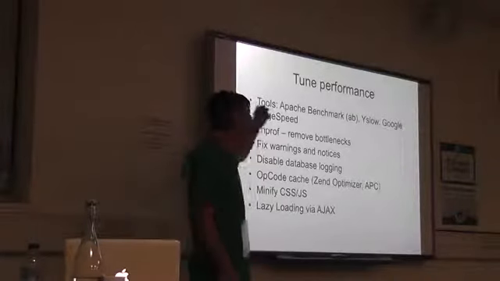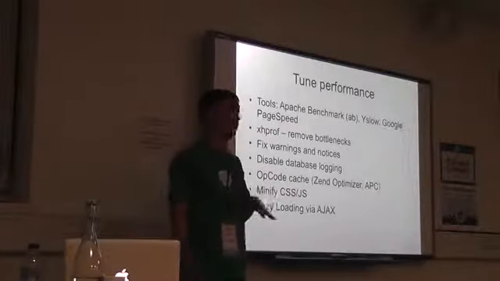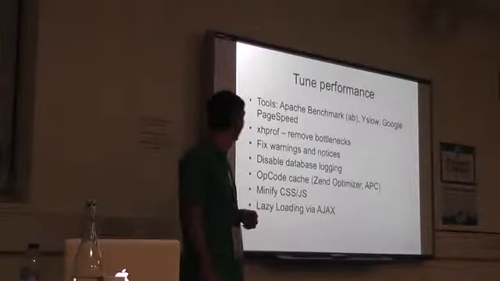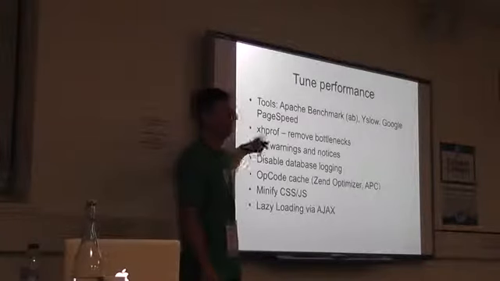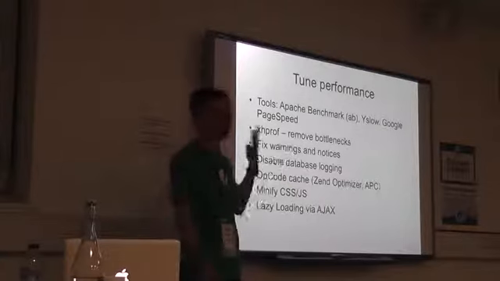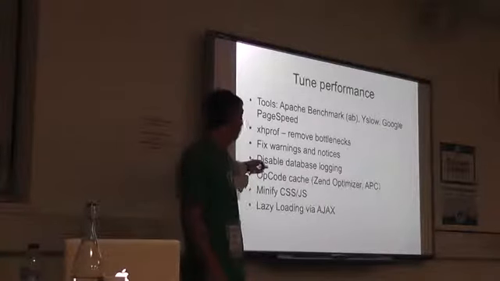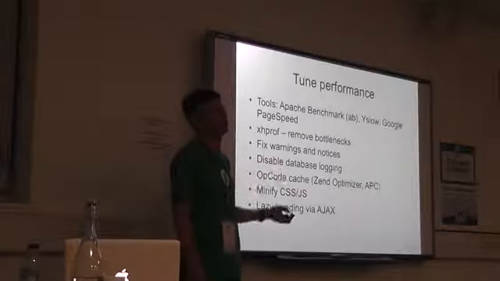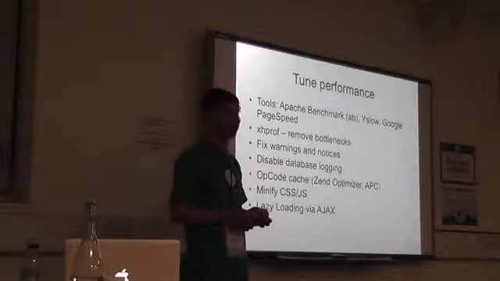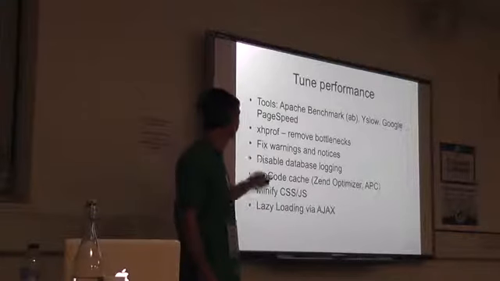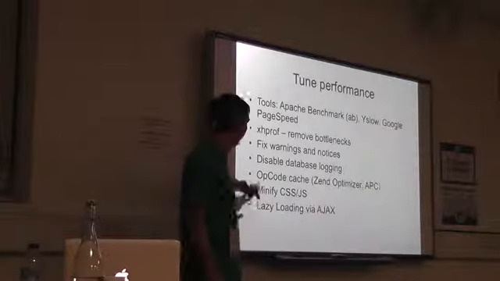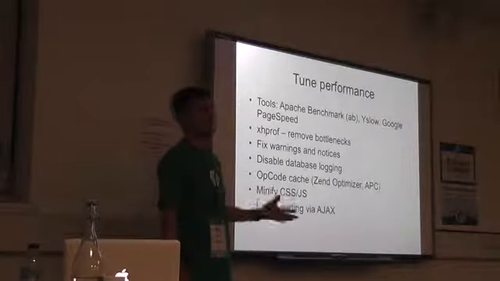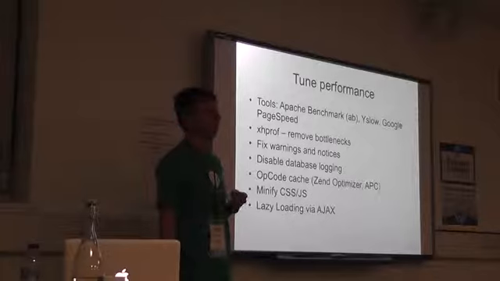XHProf is great if you find yourself with a slow render time, to actually identify those performance bottlenecks and go and fix them. And then just generally, some things that we found very useful: make sure that you fix the warning and notice messages as well, so that you're not cluttering up logs. On the subject of logging, on high volume sites, you don't want to use database logging at all, because it will really slow things down. So we moved that into the syslog. Have an opcode cache like Zend Optimizer, and then front-end techniques like minification, and also consider lazy loading of data that you won't need immediately.